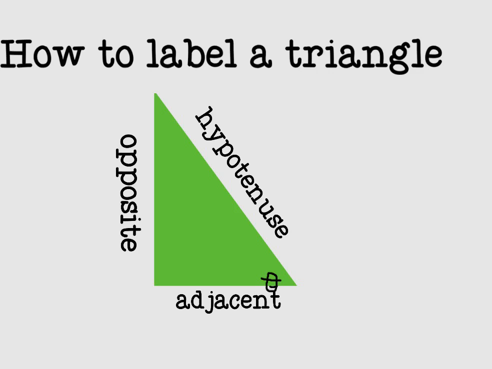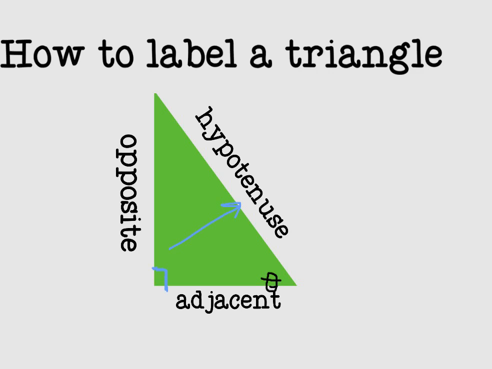Okay, so when we're labeling a triangle, what we're really looking for are two things. We're looking for where the right angle of the triangle is. So this triangle would have the right angle right there. And the first thing that you're going to do is label the hypotenuse. So the hypotenuse is always directly opposite of your right angle.